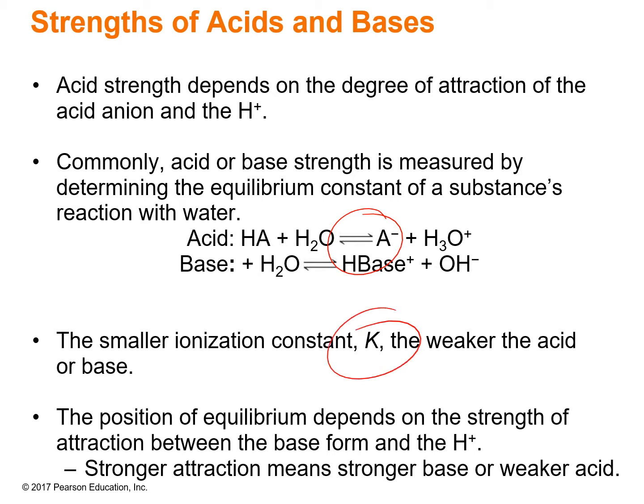The smaller that K value is, the weaker the acid or base will be. That indicates the directionality of that equilibrium, right? Because the position of equilibrium depends on the strength of attraction between the base form and the hydrogen ion. Stronger attraction means stronger base or weaker acid.